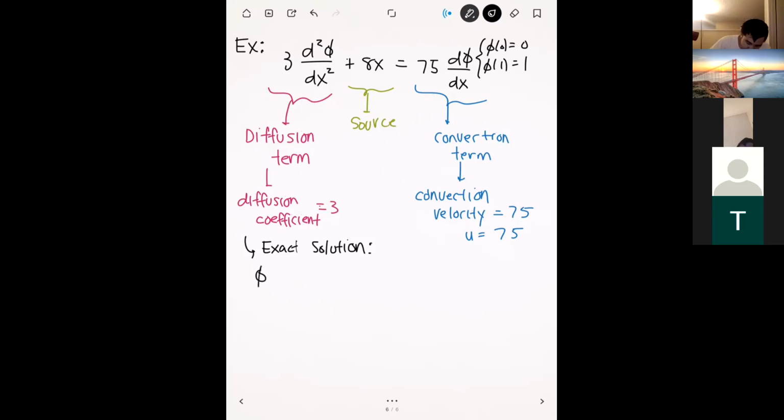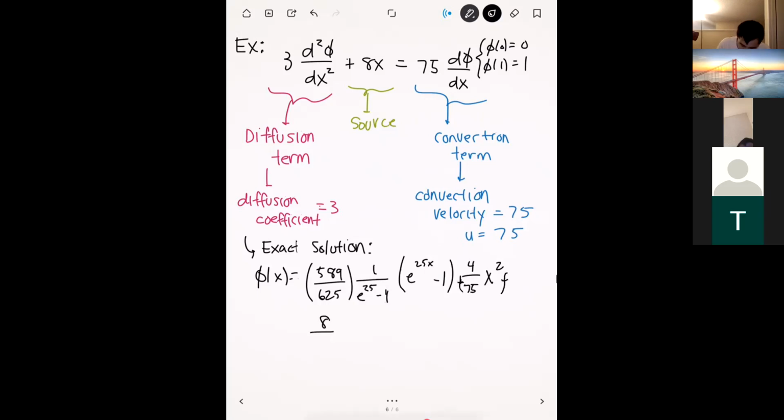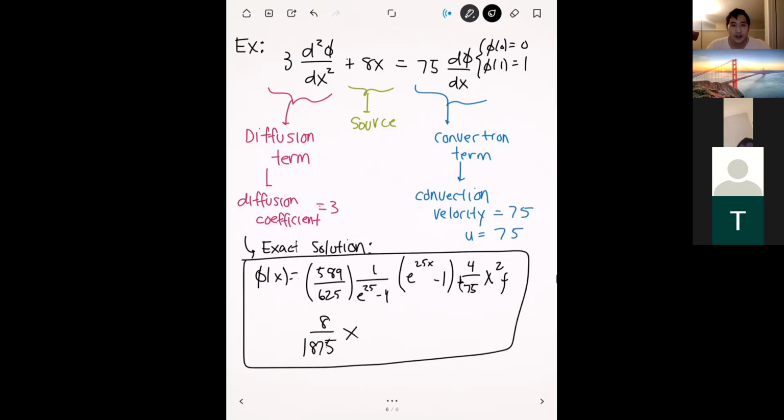Okay, and so the exact solution looks like this. We have 589 divided by 625, multiplied by 1 over e to the 25 minus 1, times e to the 25x minus 1, plus 4 over 75 x squared, plus 8 over 1875 x. So it's not pretty. It's a little bit nasty, right? And so that's why I decided I'll solve this one by hand, and then you guys don't have to do it.